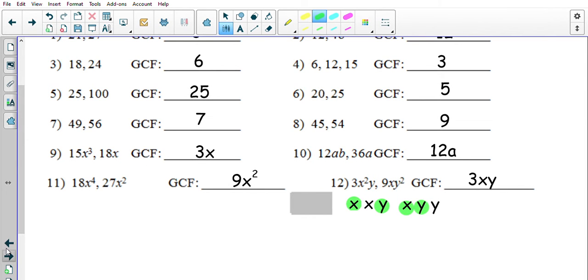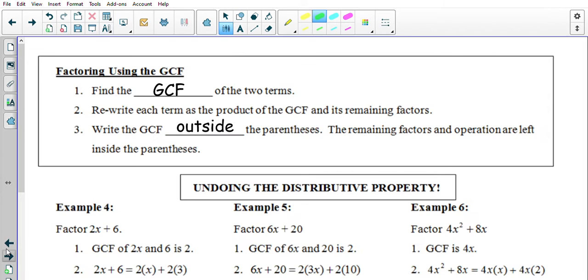I don't want you to panic too much about the monomials. It's something that we'll see a little bit of here, but it's not the most important or the biggest part of this lesson. The biggest part is going to be factoring using the greatest common factor. So there's 3 steps. The first thing is to find, and again, these blanks are already filled in for you, find the greatest common factor of the 2 terms. That's why we just talked about it.